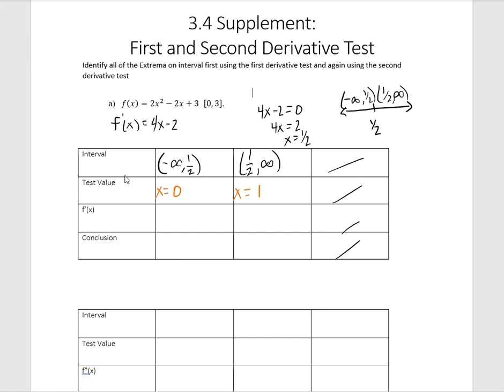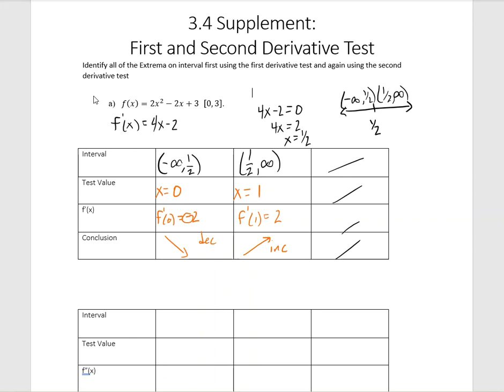Now I'll test it in the derivative. So this is f prime at 0 equals -2, right? f prime at 1, 4 minus 2 is +2. So since this is negative, all we care about is the negative. We know that we are decreasing. And since the derivative is positive here, all we care about is the positive sign. We know that the graph of the function is increasing here.